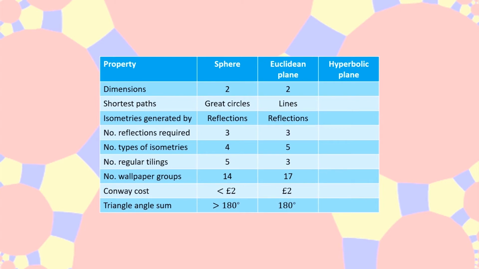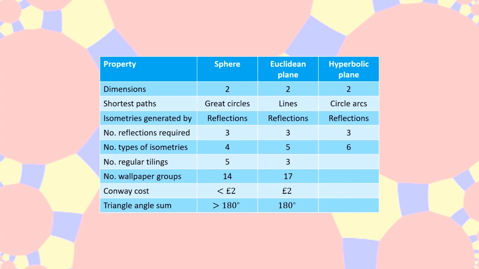All three are two-dimensional. Shortest paths on the hyperbolic plane are arcs of circles. All isometries on the hyperbolic plane are generated by reflections, and you just need 3 of them to get any isometry you like. On the Euclidean plane, we had 5 isometries: the identity, reflections, rotations, translations, and glide reflections. On the sphere, translations got lumped in with rotations. On the hyperbolic plane, actually translations come in 2 different varieties, so there are 6 isometries in total.